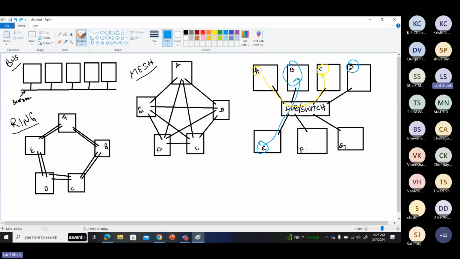Okay. So this centralized device we use can be a hub or a switch, depending upon your network size and your type of network. So what type of topology is it? Any guesses? This is star topology. So all communication goes through this centralized switch.